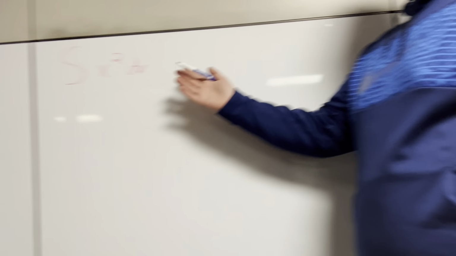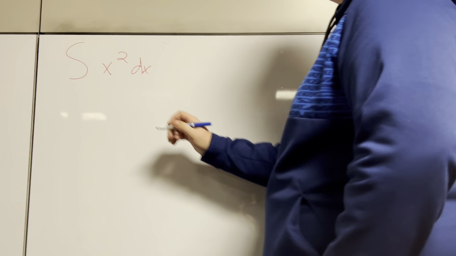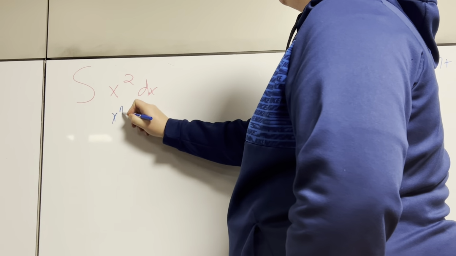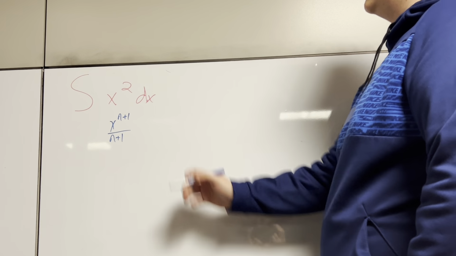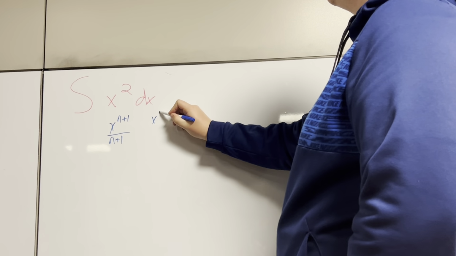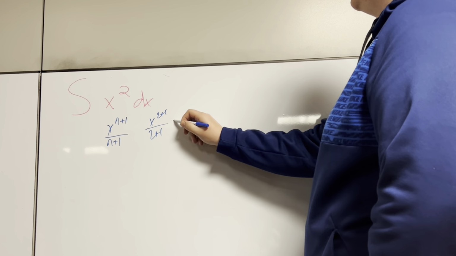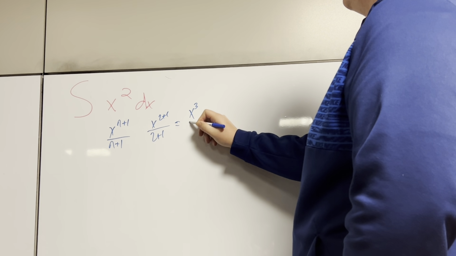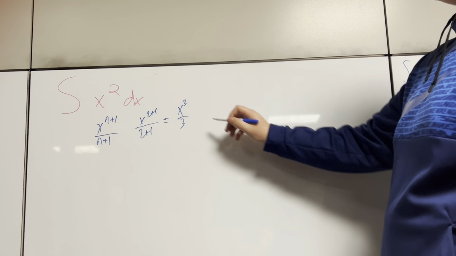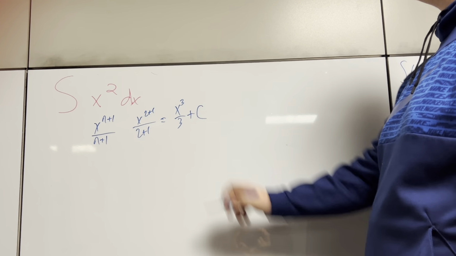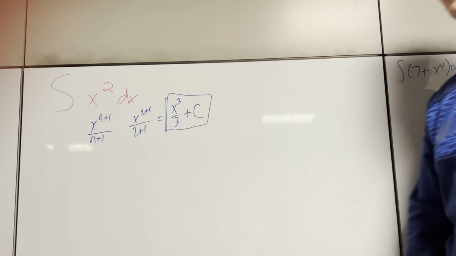Here we have the integral of x squared dx. Remember from our power rule that we need x to the n plus 1 over n plus 1. So in this case, our n is 2, so we have x to the 2 plus 1 over 2 plus 1, which gives us x to the third over 3. Now remember, when you're doing integrals, you need to add a constant at the end, plus c. So your final answer is this. Now let's go to another example.